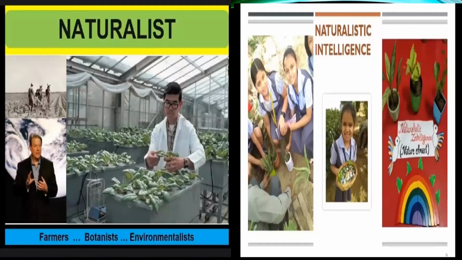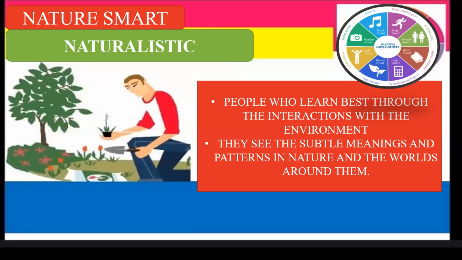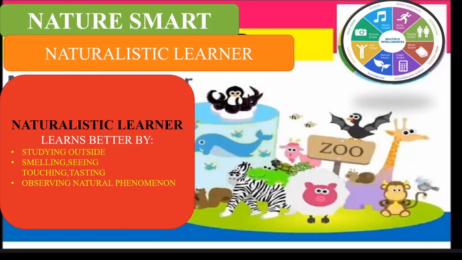So now come to the naturalist, as we have already discussed. Naturalist intelligence people love to work with nature, they want to be in nature: farmer, botanist, and environmentalist. People who learn best through their interaction with the living environment see subtle meanings and patterns in nature and the world around them. Now come to the nature smart people. They study outside, smelling, seeing, touching, tasting, observing natural phenomena.